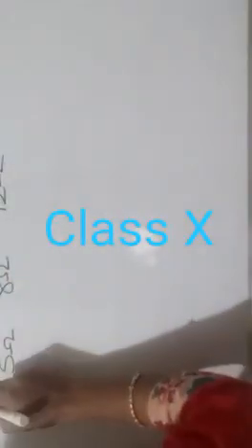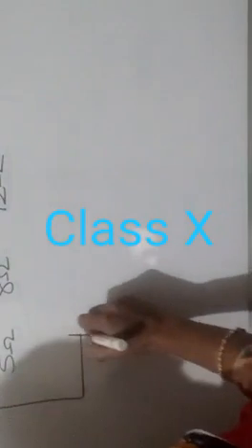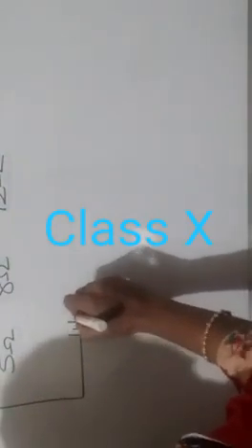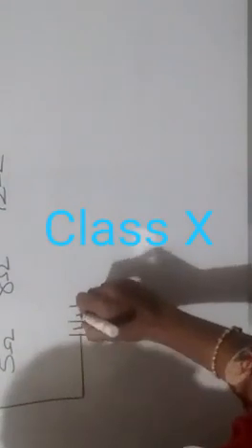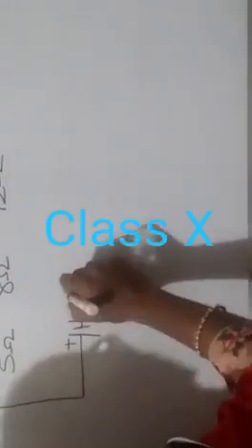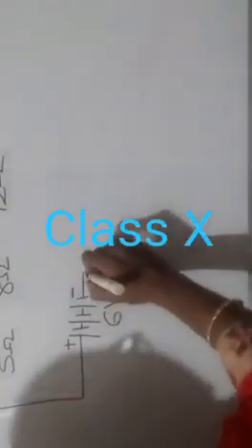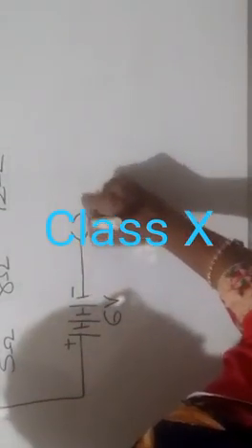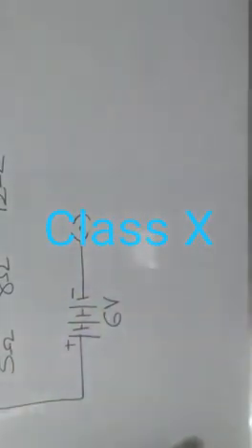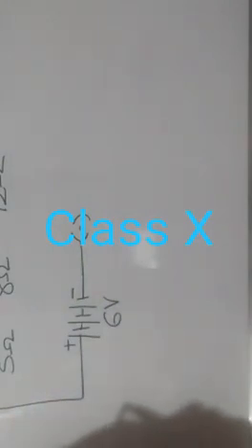So once again I will draw the diagram with the 3 resistors, the same 3 or 5 ohm resistor, then the 8 ohm resistor and the 12 ohm resistor. And then I will put the battery here, 2 volt, another 2 volt, another 2 volt, positive and negative cells I have included, a 6 volt battery. Then I have included a plug key.